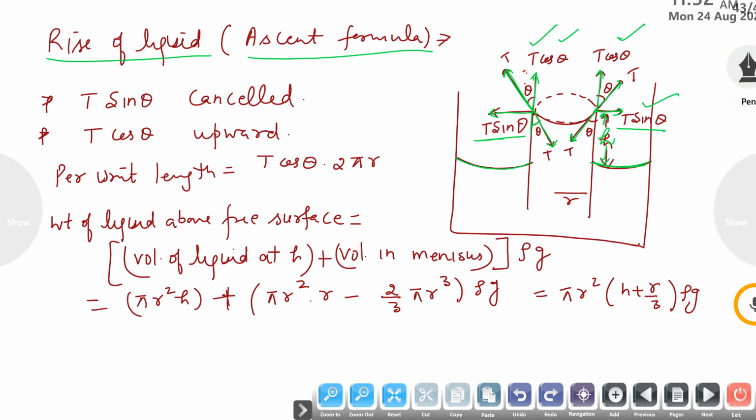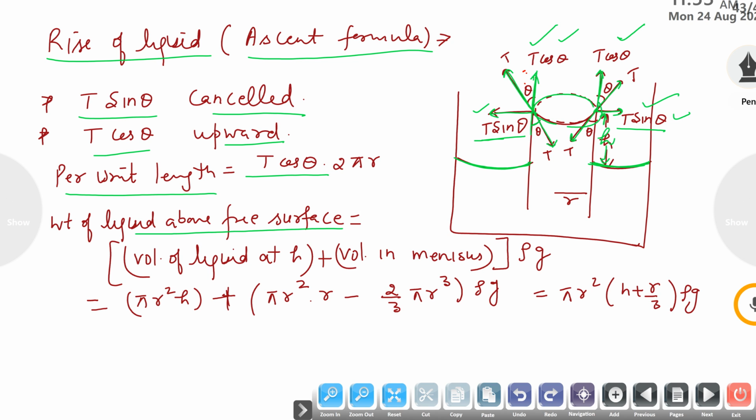As the T sin theta components are horizontal and opposite to each other, they will cancel each other out, but the T cos theta component will help the liquid to raise its level inside the tube. As T sin theta cancels, T cos theta acts upward, and tension per unit length is T cos theta, so the total is T cos theta into 2 pi r. 2 pi r is the inside circumference of your tube. Now the weight of the liquid above the surface.